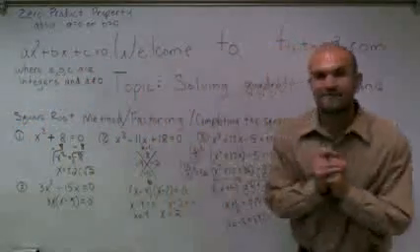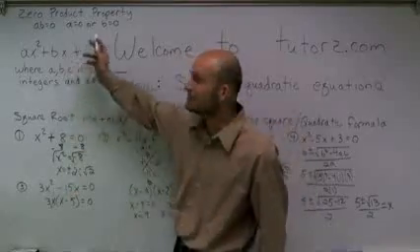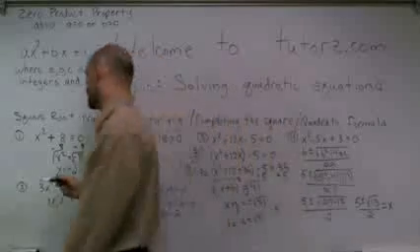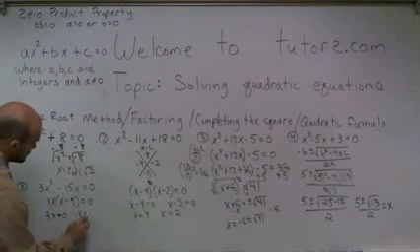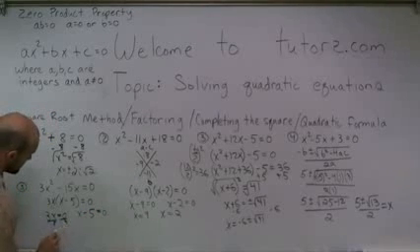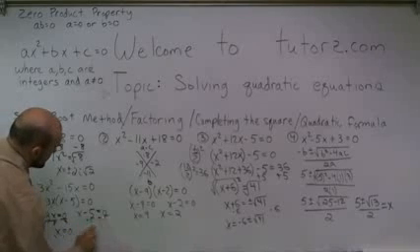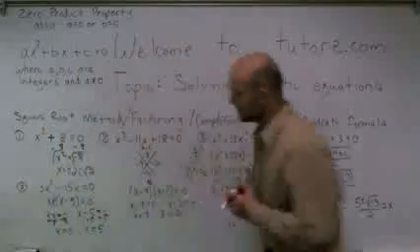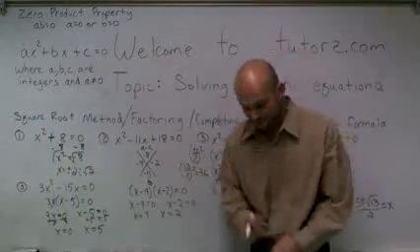Now, by factoring out an x, I've created another problem where I can use the zero product property. So I can set both of these factors equal to 0. And by solving for x, what I've now created is x equals 0 and x equals 5.